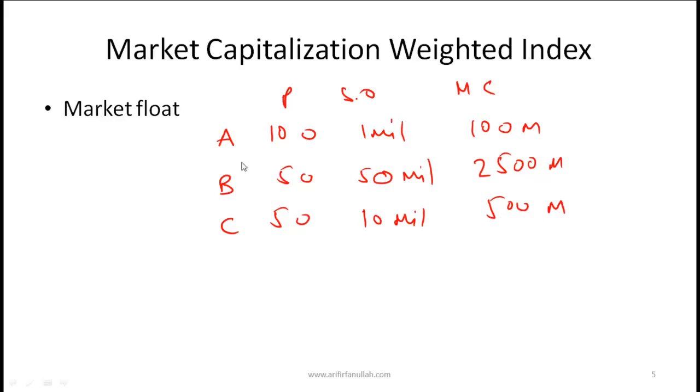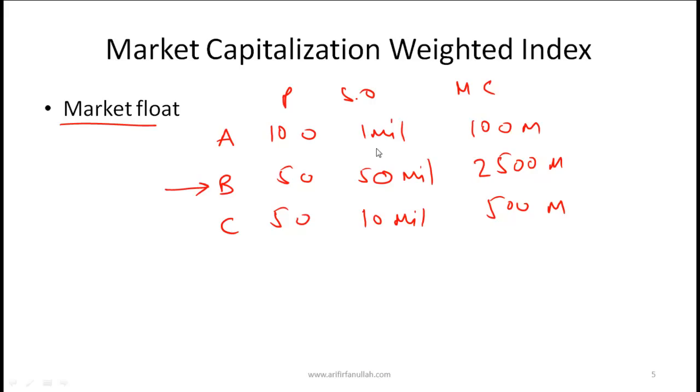So the weightages of the three shares would be based on market cap, and the heaviest weightage now would be for stock B, and A now will have a relatively low weightage. So this is important to understand. And what is the concept of market float? What this is saying is that sometimes, rather than considering the number of shares outstanding, we actually look at the number of shares that are available to the investing public.